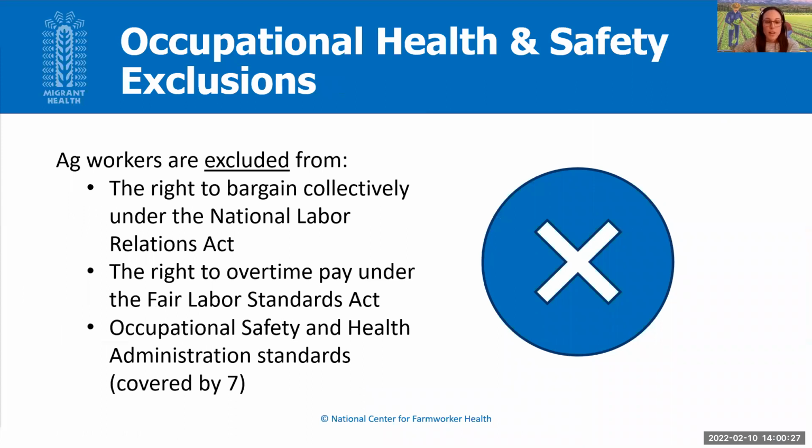So although we do have three regulations in place to help protect ag workers, they are excluded from several very important labor rights. The right to organize and bargain collectively under the National Labor Relations Act. Ag workers are not entitled to overtime pay under the Fair Labor Standards Act, with an exception of California in 2016. And ag workers are only covered by 7 Occupational Safety and Health Administration OSHA standards.